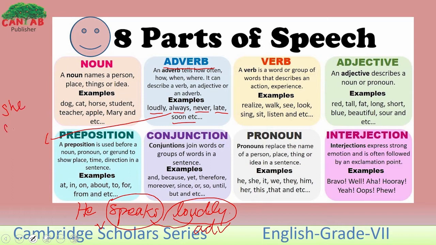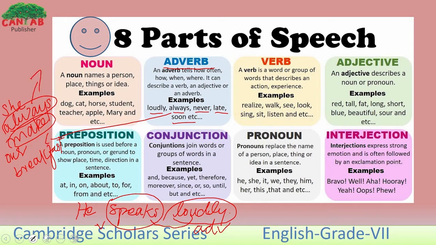Look at this one, always. She always makes our breakfast. Here always is an adverb and makes is a verb. So it is telling you when, how, where the actions are done and how often. Here the adverb always tells how often the verb is done.